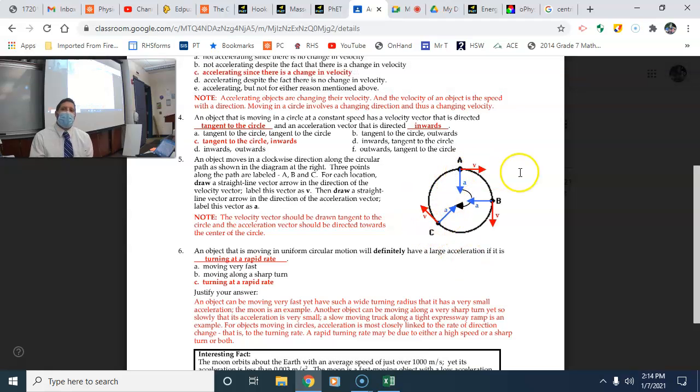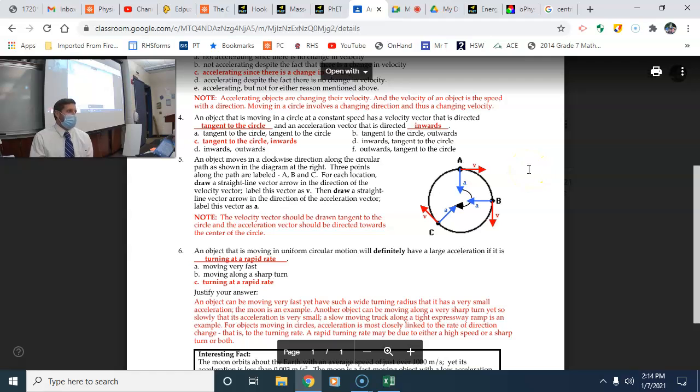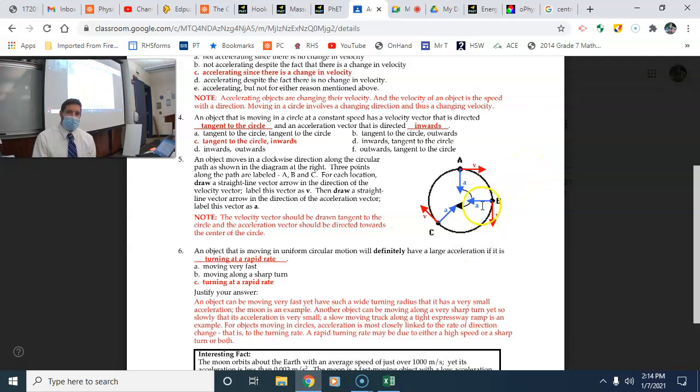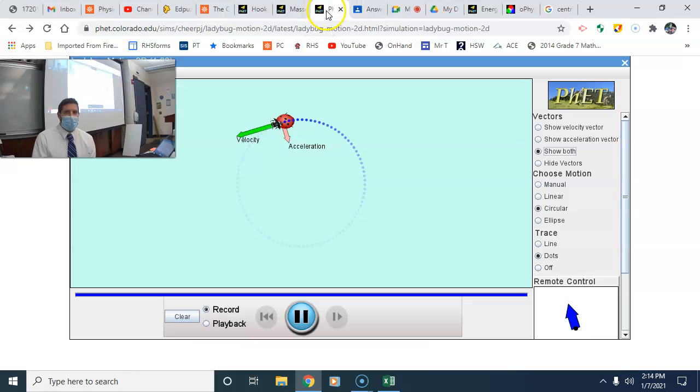And remember, that's why if you let it go, it would fly off in a straight line, because that's where it always wants to go. But the accelerations point inward. So at every position, it should look like that. And again, that's exactly what we saw on this thing, right?